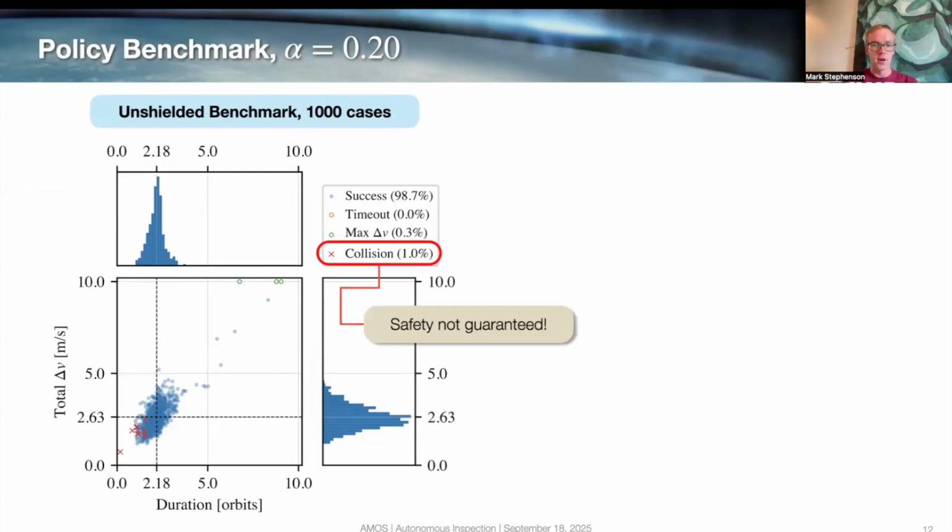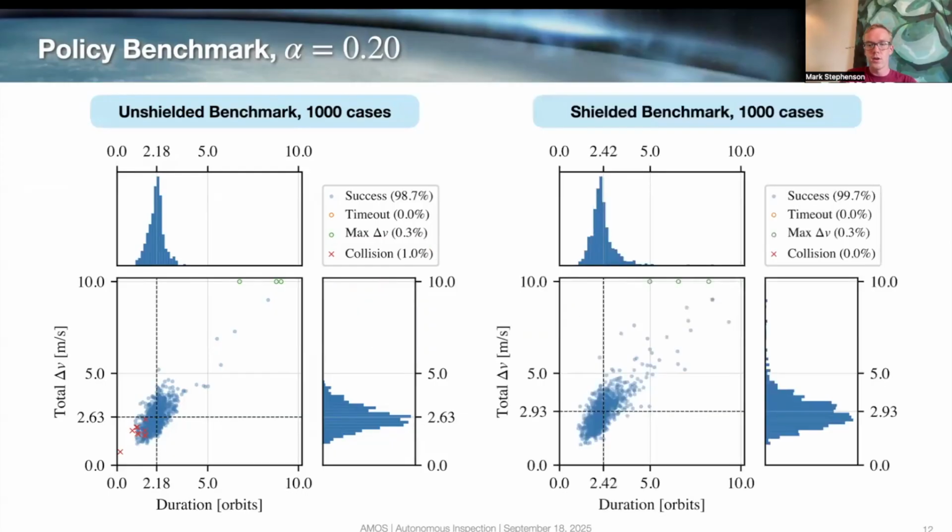The first thing that stands out is that the policy is not, in fact, perfect. It does result in collisions in some cases, which makes sense. It learns that collisions are bad, but there's no mechanism in the unshielded policy to guarantee a lack of collisions. However, with the shield, we can see that that number of collisions has been eliminated and reduced to zero, albeit at the cost of slightly higher inspection durations and delta Vs.